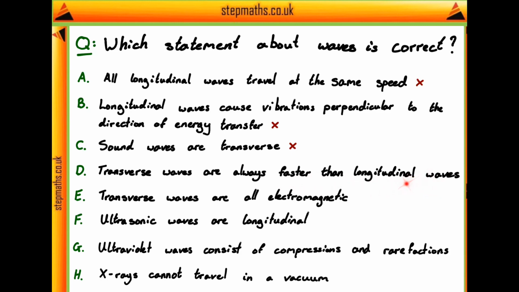Now this statement might actually be quite tempting to go for, because the classic examples of transverse waves are things like light and radiation. Whereas longitudinal waves, we might think of sound, and we know that light is faster than sound, so it might be tempting to go for this. But actually, there are a lot of different types of transverse waves and longitudinal waves.